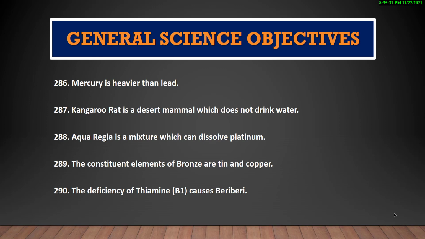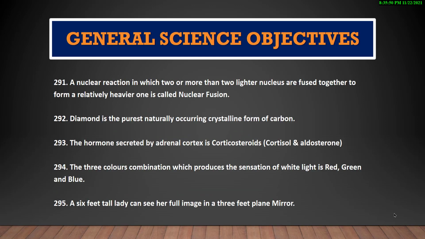Aqua regia is a mixture which can dissolve platinum. The constituent elements of bronze are tin and copper. The deficiency of thiamine B1 causes beriberi. A nuclear reaction in which 2 or more lighter nuclei are fused together to form a relatively heavier one is called nuclear fusion.